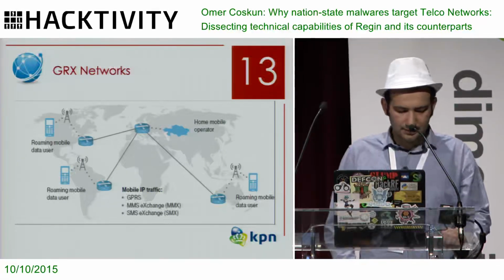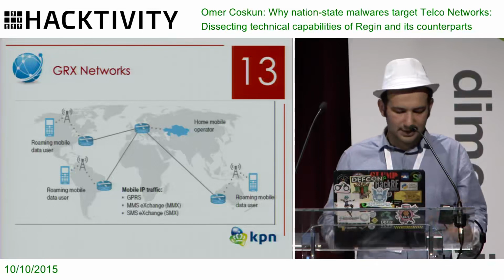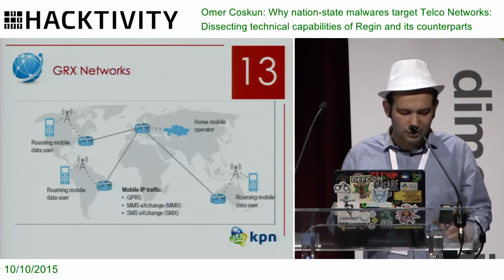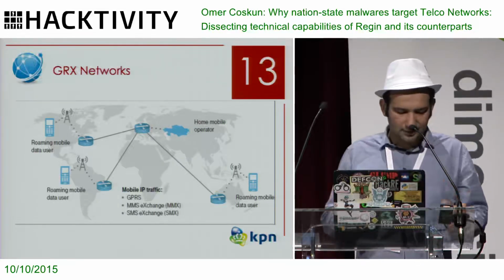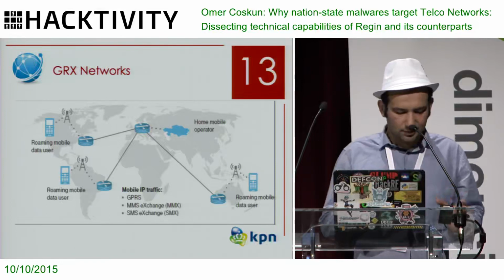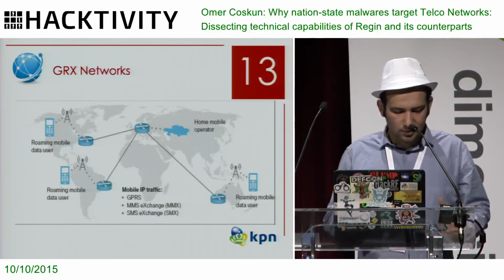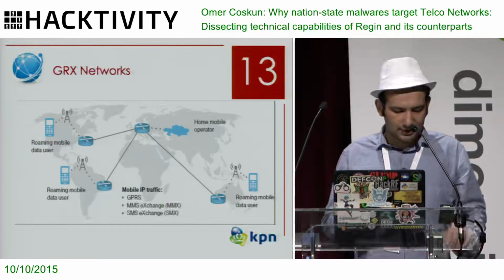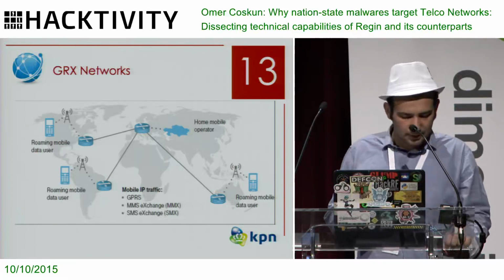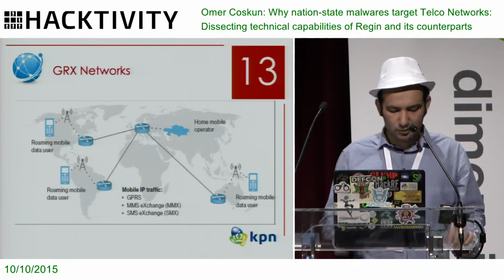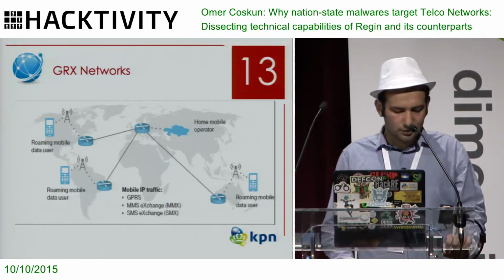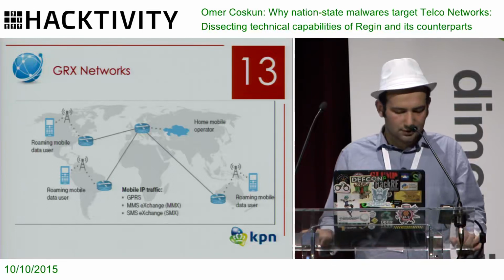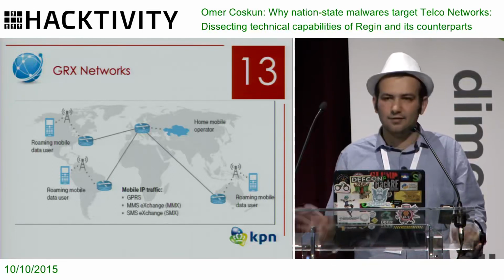GRX is the GPRS roaming exchange. It acts as a hub for GPRS connections from roaming users, removing the need for dedicated links between each GPRS service provider. It's a network consisting of peering interconnects. The main GRX gateways are located in Amsterdam for Europe and in Singapore for Asia. Essentially, when you travel abroad, your phone communicates through your provider at home through this infrastructure.